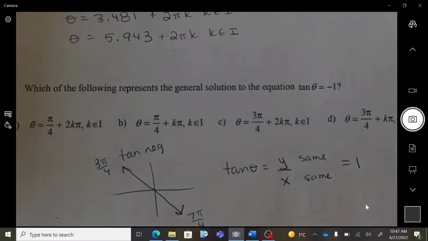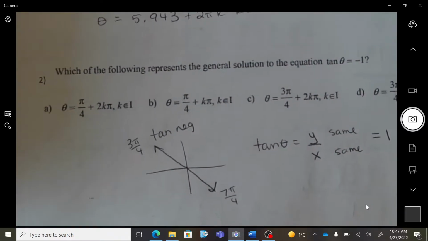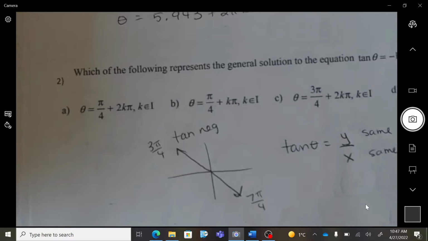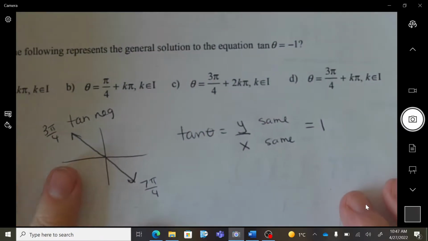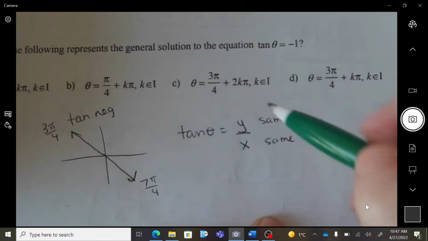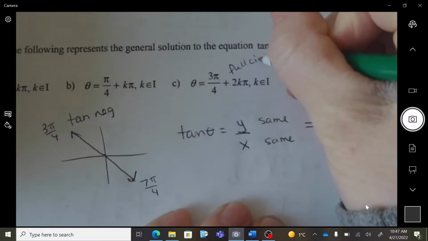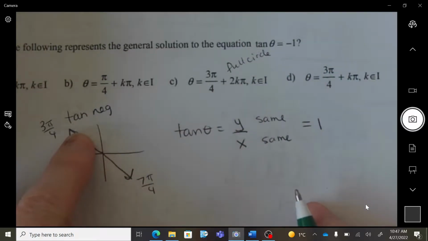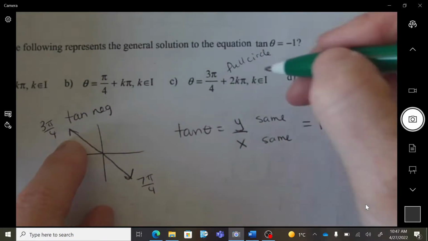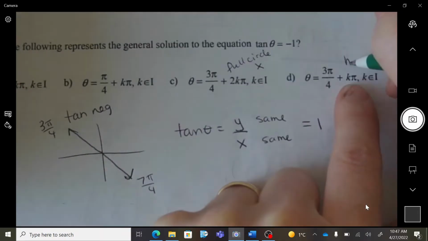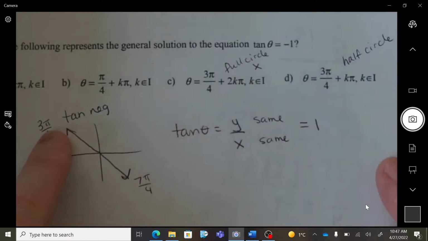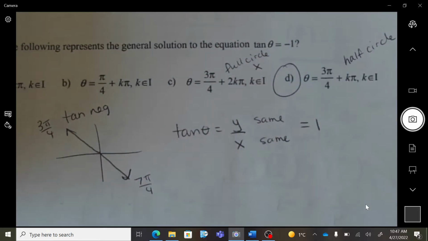Now which one of these is that answer? Okay, so I'm going to look at C and D here. So this says any full circle, if you rotate from here, a full circle, your next answer is there. So that's not what I want. And here, every time I rotate a half circle, I get to another answer. So if you're here and you rotate a half circle, that's an answer. That's right. And another half circle, that's another answer. So D.